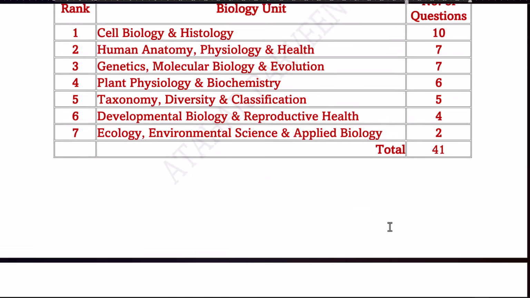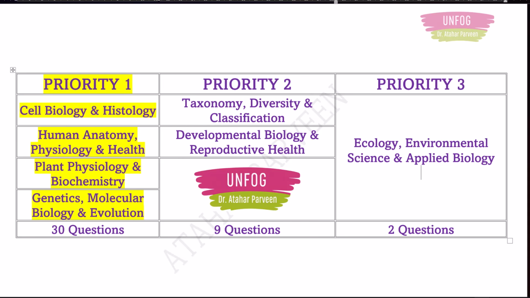So with this we can easily say the prioritized chapters now. What are the most important priorities now? Cell biology and histology, human anatomy, physiology and health, plant physiology and biochemistry, genetics, molecular biology and evolution. This will cover your 30 questions, which is more than 60%. So this becomes very, very important for you. After you get perfect in these chapters, then you go for the next priority: taxonomy, diversity and classification, developmental biology and reproductive health. Then you go for ecology, environmental science and applied biology.